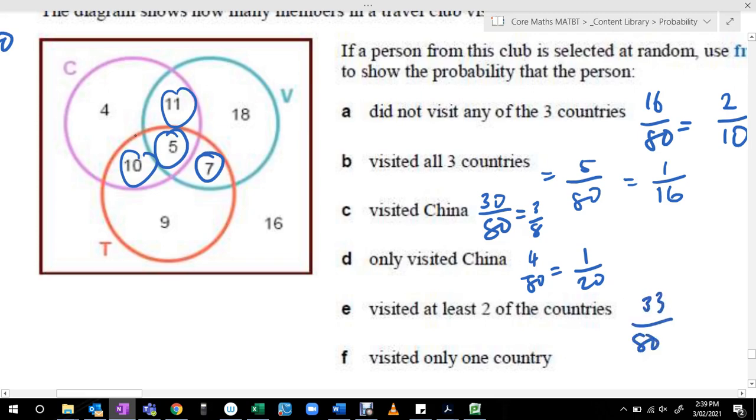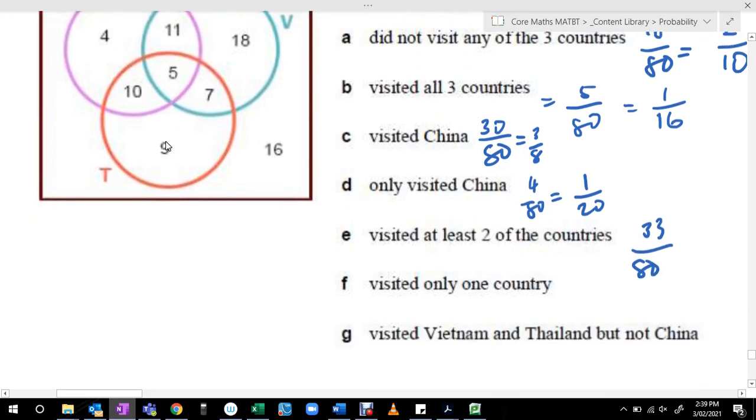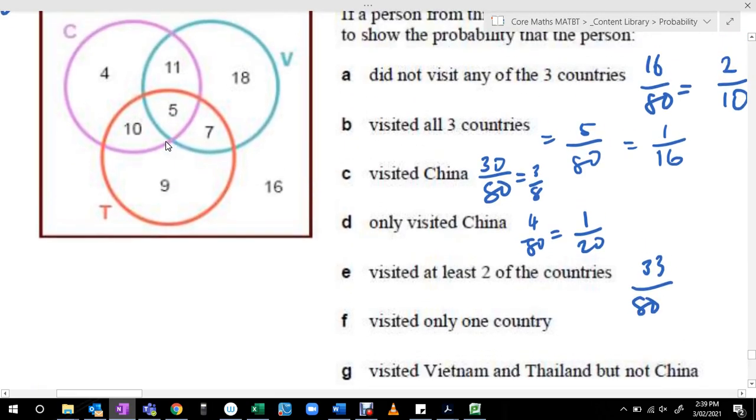That cannot be simplified. And probability of someone visiting only 1 country, okay, well, there you're looking at the ones that are only single countries, or C only, V only, T only. So that would be 22 plus 9 is 31.